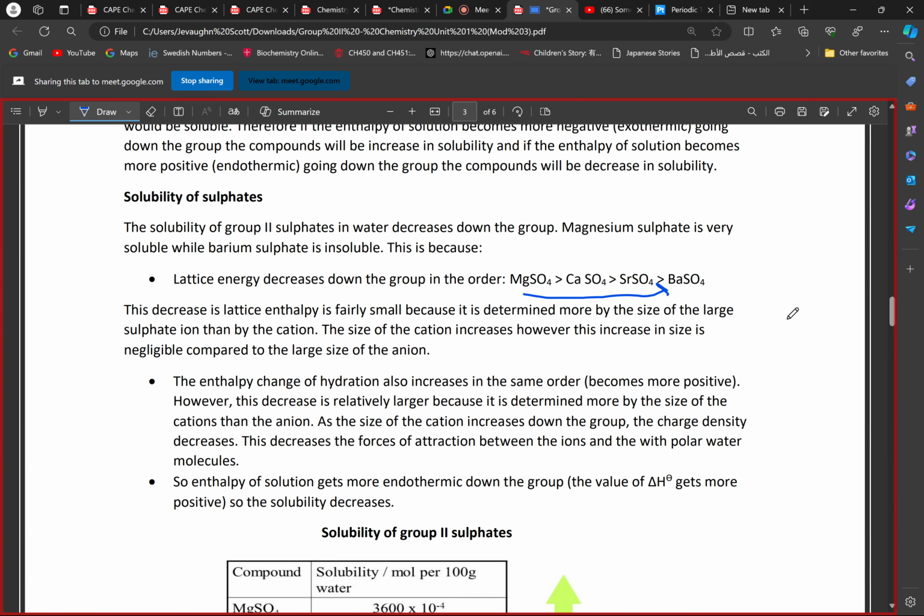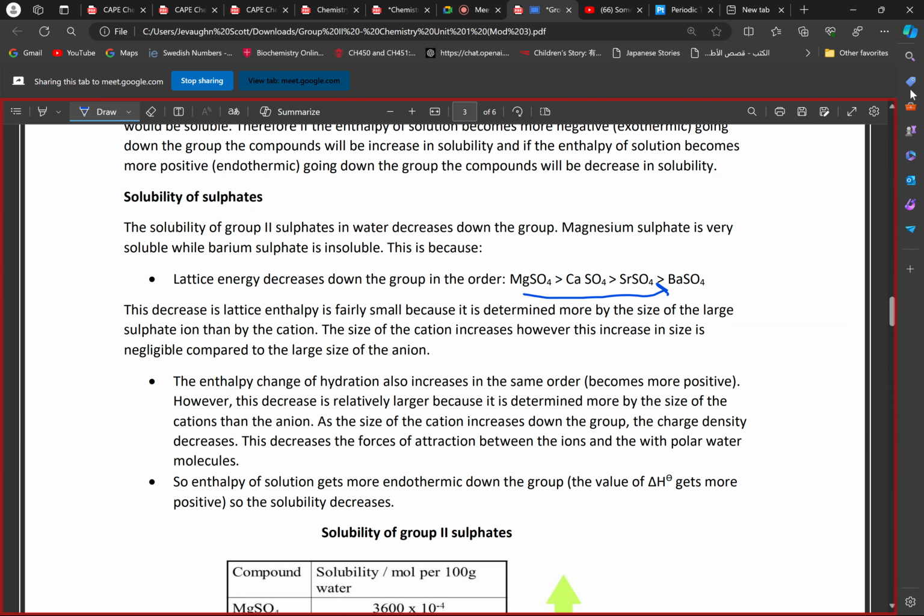So what we're saying is, if the lattice energy is greater than the enthalpy of hydration, then when the substance is put into water, the energy required to break the lattice is way greater than the energy released, therefore it will be insoluble. But what happens when the enthalpy of hydration is greater than the lattice energy? We're going to have the substance dissolving, so it's going to be soluble. So that's what we're talking about.